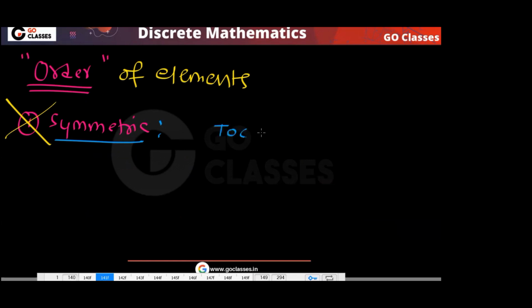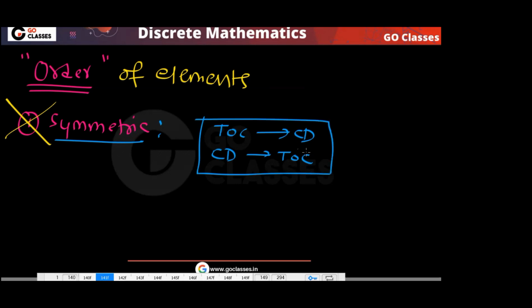If I tell you that before compiler design you should do TOC, and before TOC you should do compiler design, isn't it confusing? Yes or no? You can never start your preparation. So this is a mess. So this symmetric property definitely is not needed.